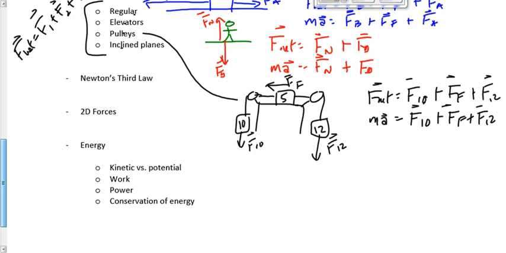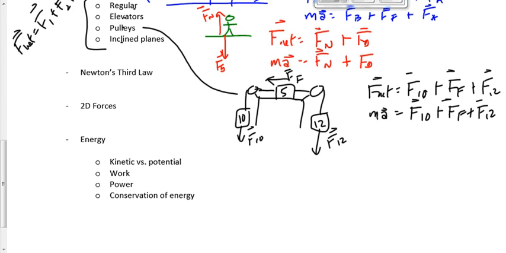Yes, that's a good question. When you're analyzing F10, it would be 10 times 9.81. F12 would be 12 times 9.81. But M right here for the mass times acceleration, the net force is dependent upon all of it. So it would be the whole mass, yes. Okay, so you're good?